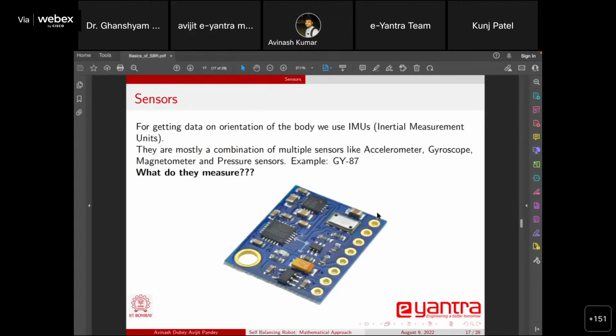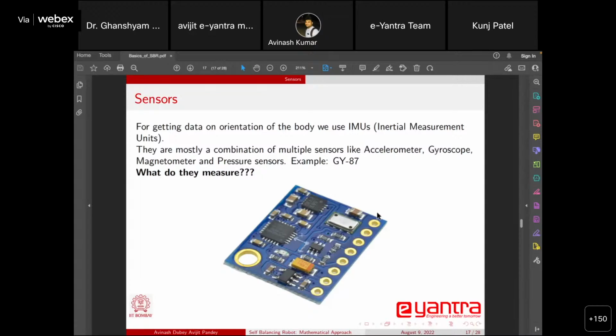Usually for self balancing systems, we use a sensor module named GY87. It is basically called an inertial measurement unit, IMU. It has an accelerometer, a gyroscope, a magnetometer, and a pressure sensor. So it has multiple sensors within the sensor module. Let's see what they actually measure, and which of these are actually useful for us.